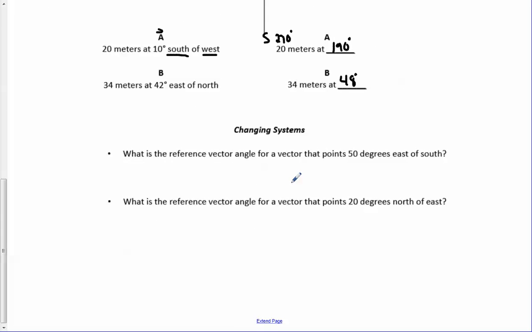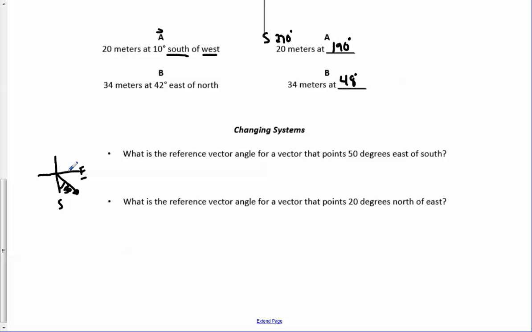All right, so then changing systems, how can we go from one to the other? So it says, what is the reference vector angle for a vector that points 50 degrees east of south? Okay, so the first thing you want to do is sketch the picture of it, 50 degrees east of south. So we're going in the southern direction, and we're going to be moving to the east of it. So my 50 degrees comes somewhere down here. So there's my 50 degrees. It's 50 degrees to the east of south.